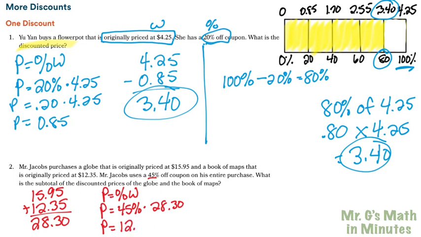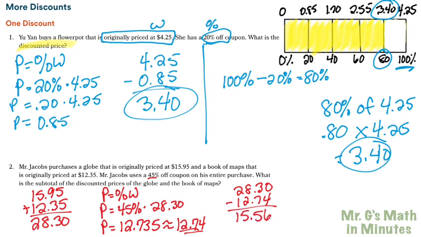That's going to give us, we're taking off $12.735. What in the world does that mean? We're talking about money here, so we need to round to $12.74 is what they're taking off. So they're taking this amount off of the $28.30. So let's go ahead and take it off. And that's going to give us a subtotal, a price that he's going to have to pay before tax of $15.56.